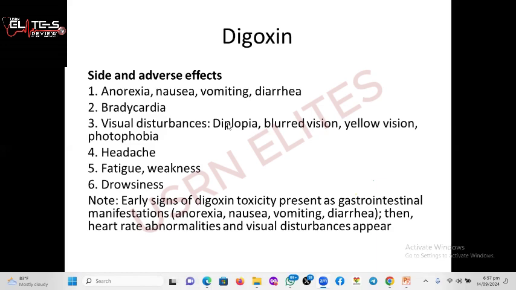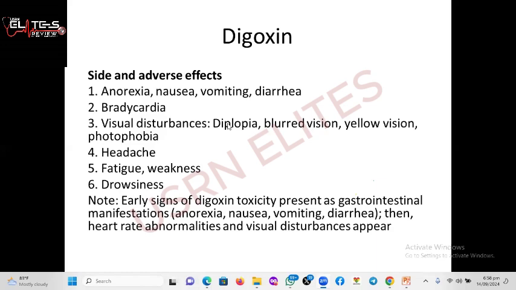So you need to quickly inform the healthcare provider, and the dose will need to be stopped, or the medication will need to be stopped based on the facility protocol. But all that I want you to understand is that nausea, vomiting, and diarrhea are the early signs of digoxin toxicity. So you need to monitor these things, and if a client complains of this, you need to understand that as well.